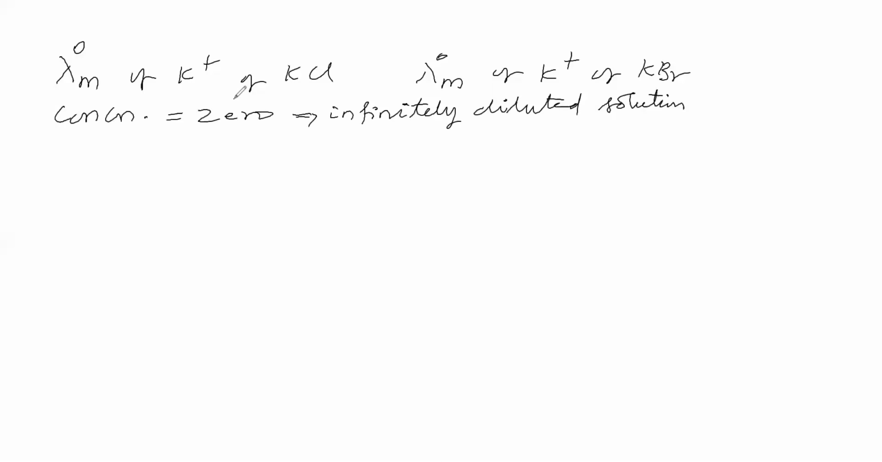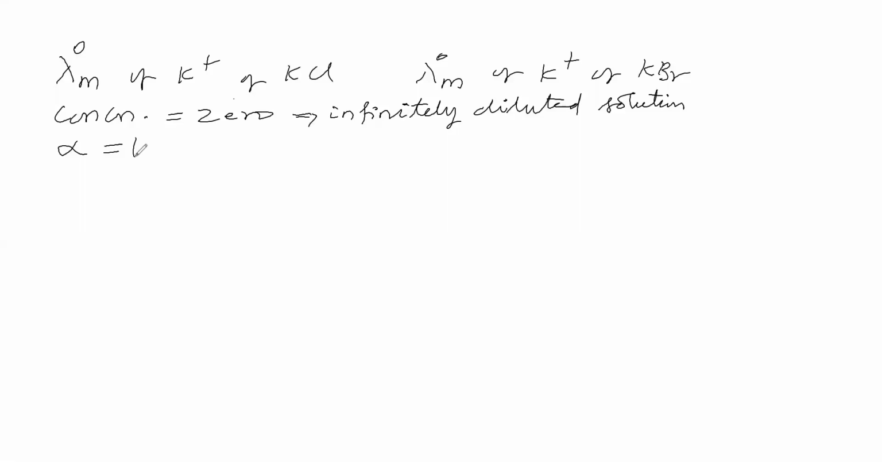Infinitely diluted solution means how will the extent of ionization be? KCl ionizes to give K plus and Cl minus ions. Similarly, KBr ionizes to give K plus ions and Br minus ions. Now see, concentration is 0, infinitely diluted solution. Infinitely diluted solution means whatever the electrolyte, alpha is equal to 1. Whether it is a weak electrolyte or a strong electrolyte, whatever electrolyte you take, alpha is 1 when the concentration is 0 or infinitely diluted solution.